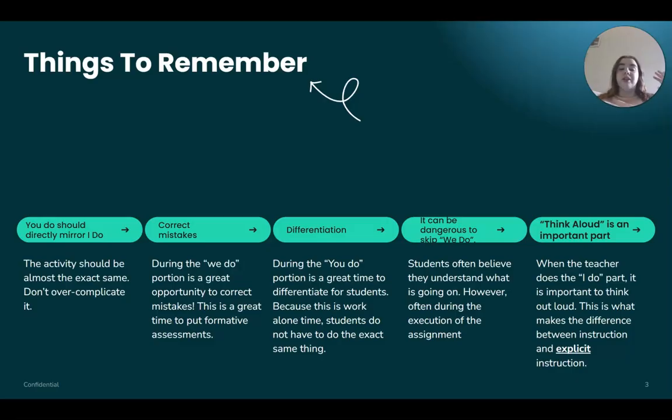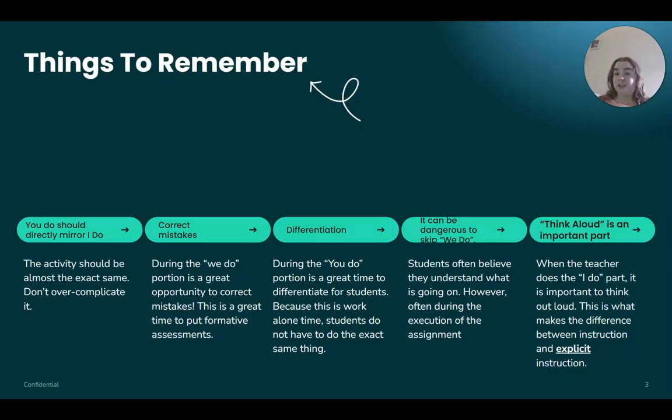Differentiation. So during the you do portion is a great time to put any kind of differentiation that you might need. Sorry guys. Differentiation is basically, goodness sakes, crazy dog. It's like when you have to change something for a student who may have a disability or think differently. This is because this is work alone time, so it's totally fine to not have the students doing the exact same thing because they aren't working with each other at this point.